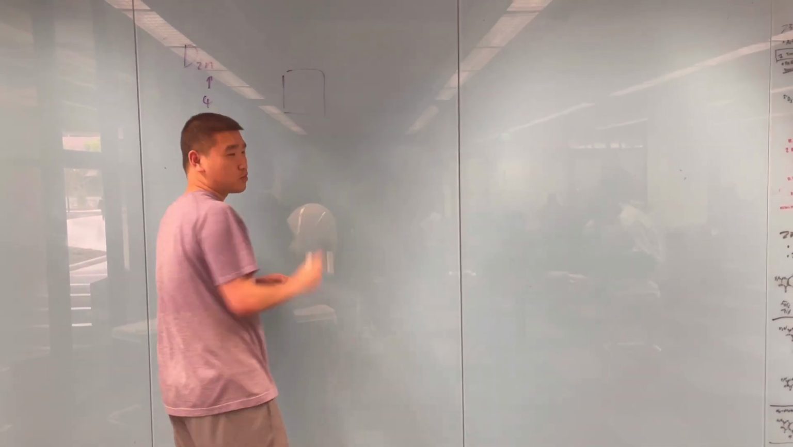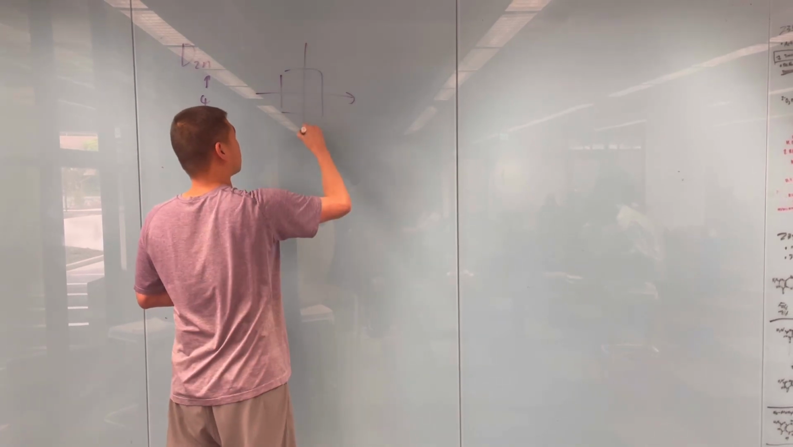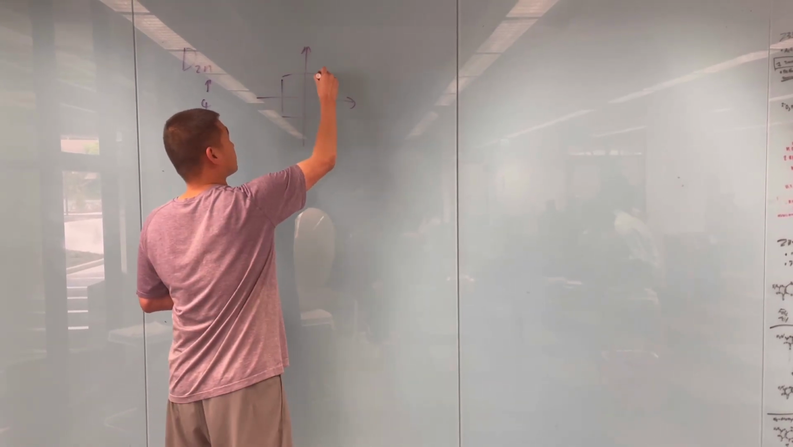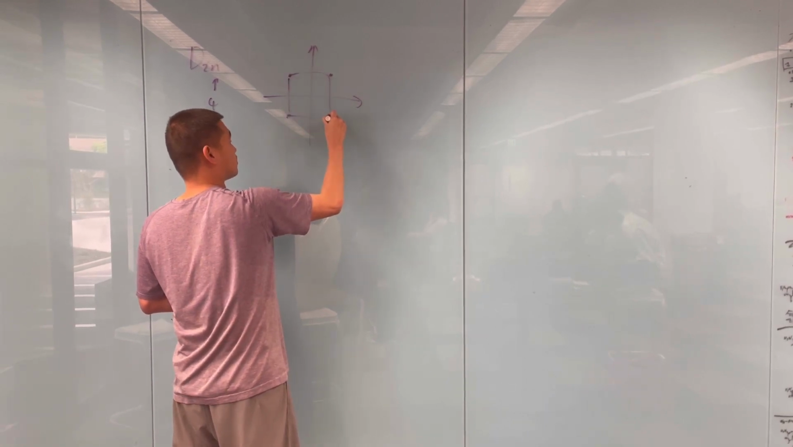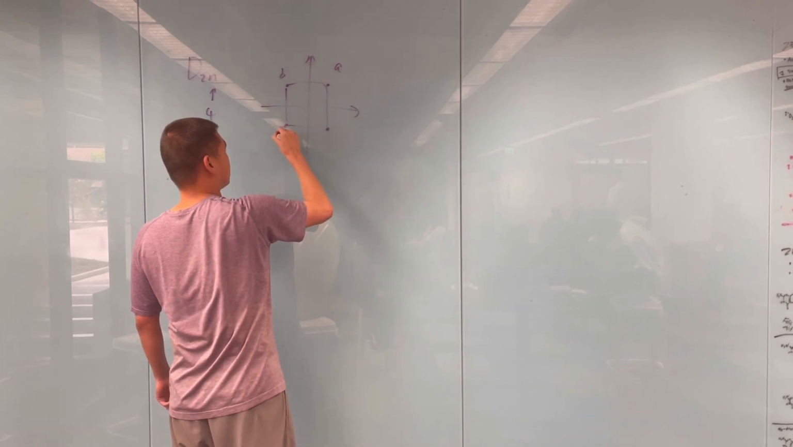To imagine what the group does, it's very helpful to see a picture. Suppose we have a square and some labeled vertices, A, B, C, D.